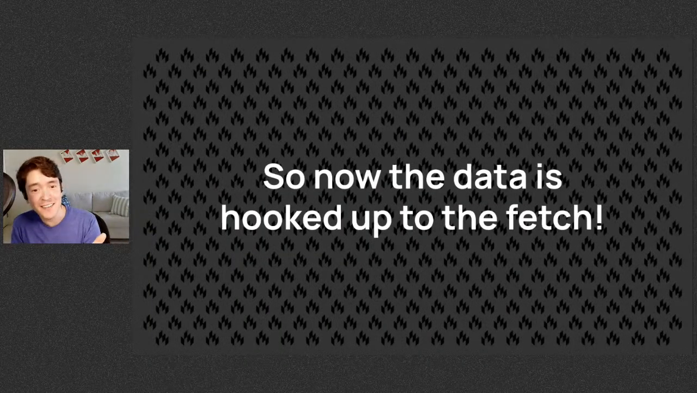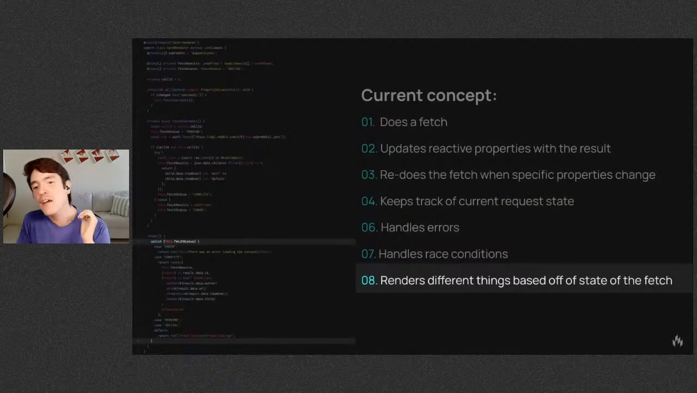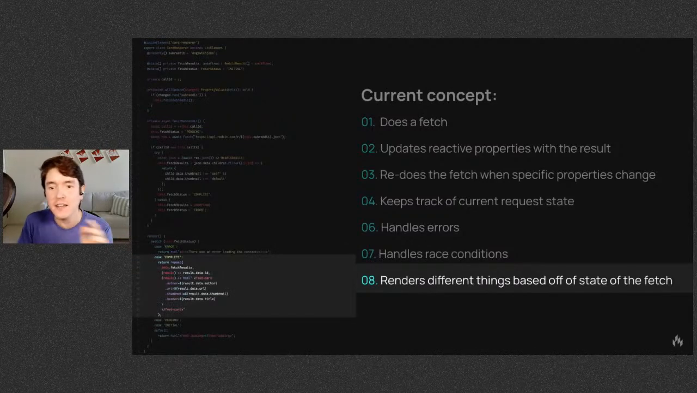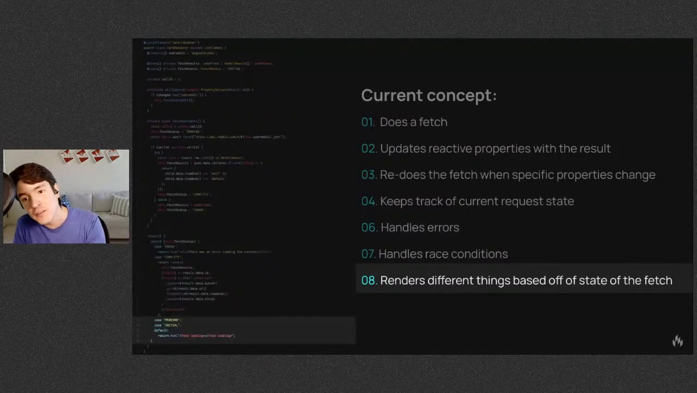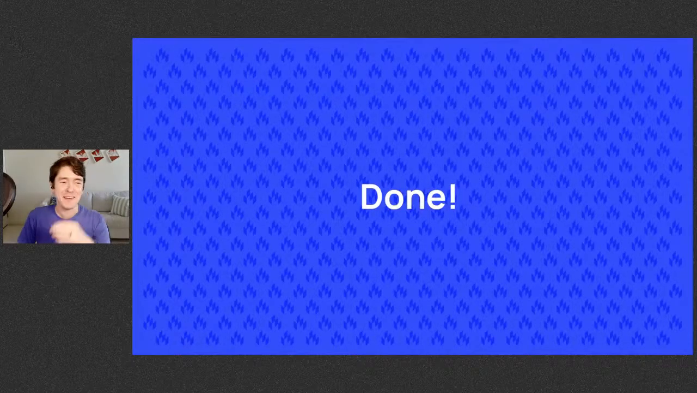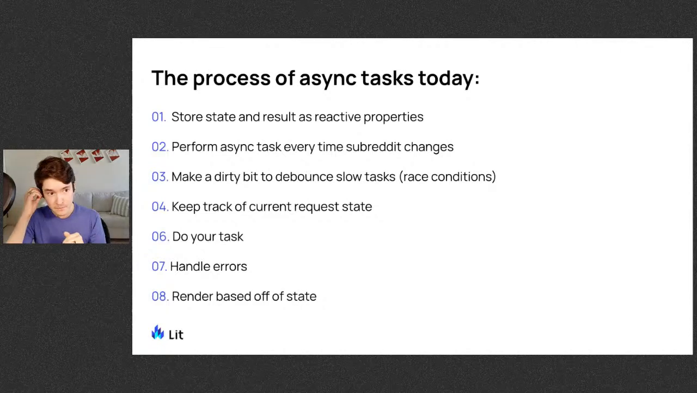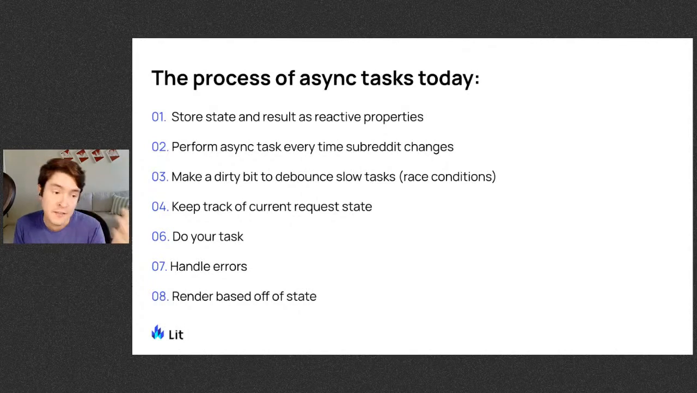Okay, so now the data's hooked up to the fetch, right? We're done, right? Nope. Now we actually have to render it. First, create a switch based on the status, render your error case, render the cards with the data in the complete case, and render the loading spinner on the initial and the pending cases. Are we done? Yeah, okay, we're done. So this is the overview of doing comprehensive async task handling today without any helpers. You store the state and the result as reactive properties. You perform the async task every time subreddit changes, make a dirty bit to debounce the load task, aka handle race conditions, keep track of current request state, do your task, handle errors, and render based off the state.